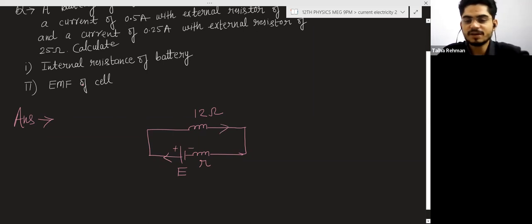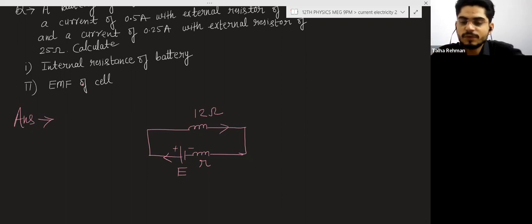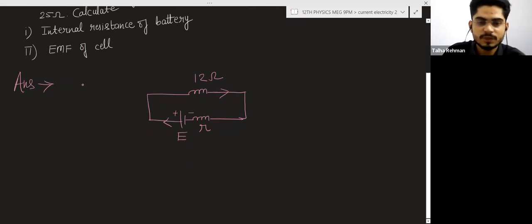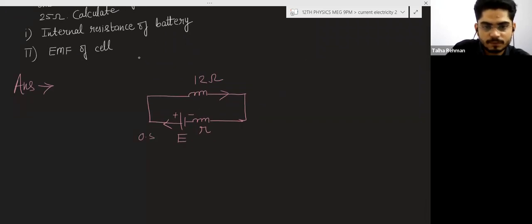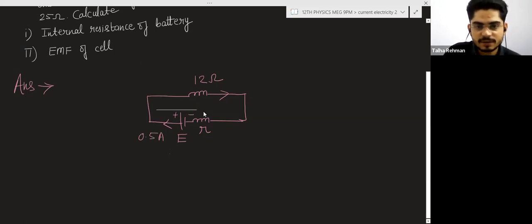If nothing is given, you will consider the discharging of the cell. So this is the direction of the current, because this cell is in the discharging condition. So, can you find the current? Current is given as 0.5 ampere. Means, if this cell is connected with a 12 ohm resistance, we will get this current.